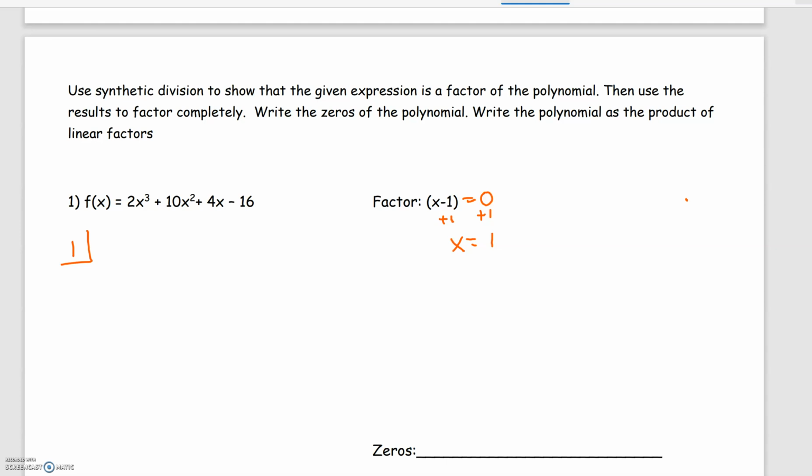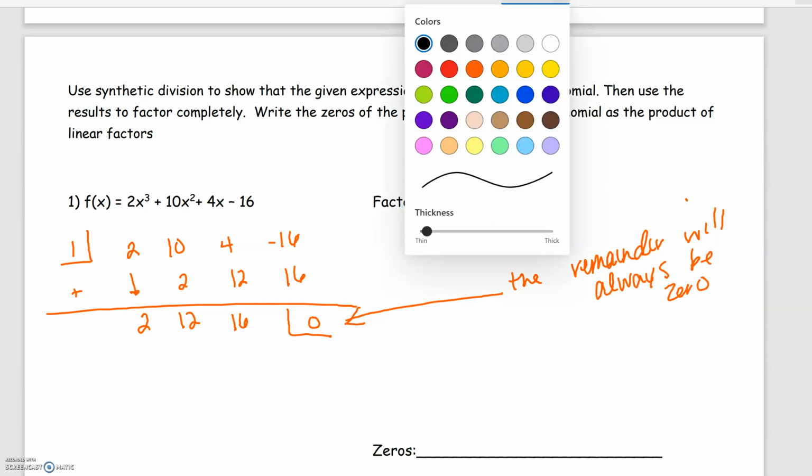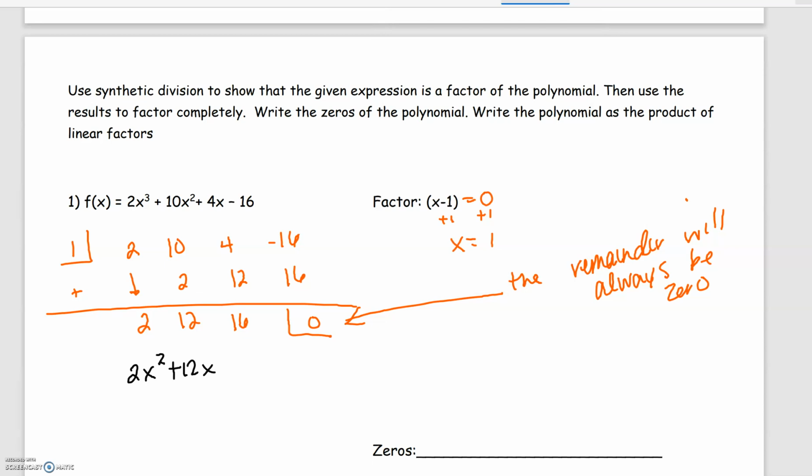and we're going to write out our coefficients 2, 10, 4, and -16. And we're going to use synthetic division, bringing down our first term, and then multiplying and adding, multiplying and adding, and multiplying. This should always be 0. The remainder will always be 0 because it is a factor. So then we're going to write out what's left, which is 2x squared plus 12x plus 16, and we are going to factor.